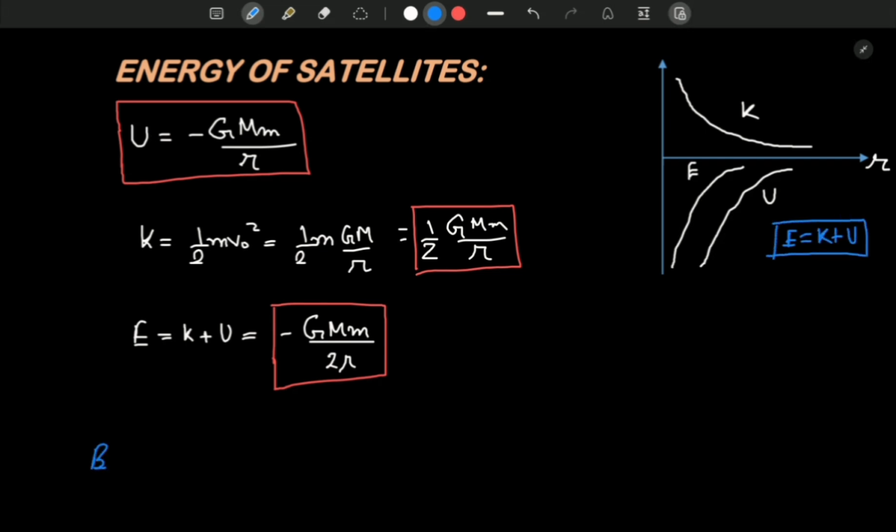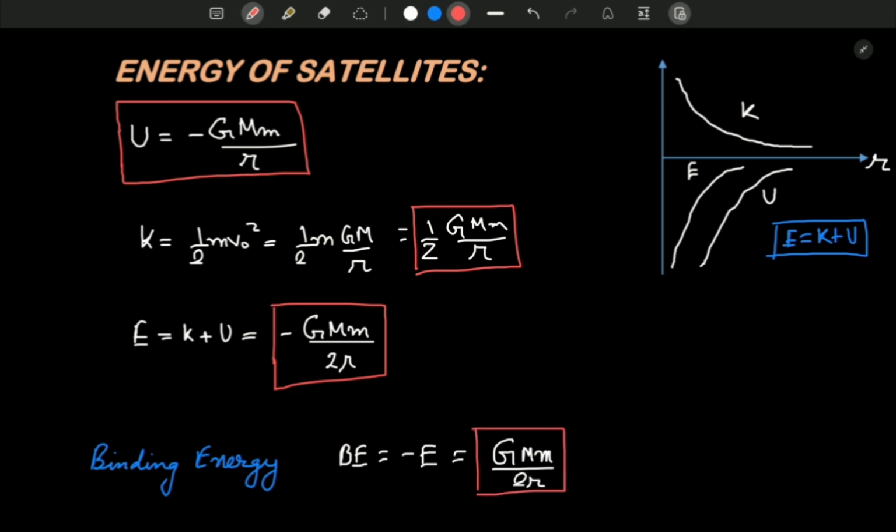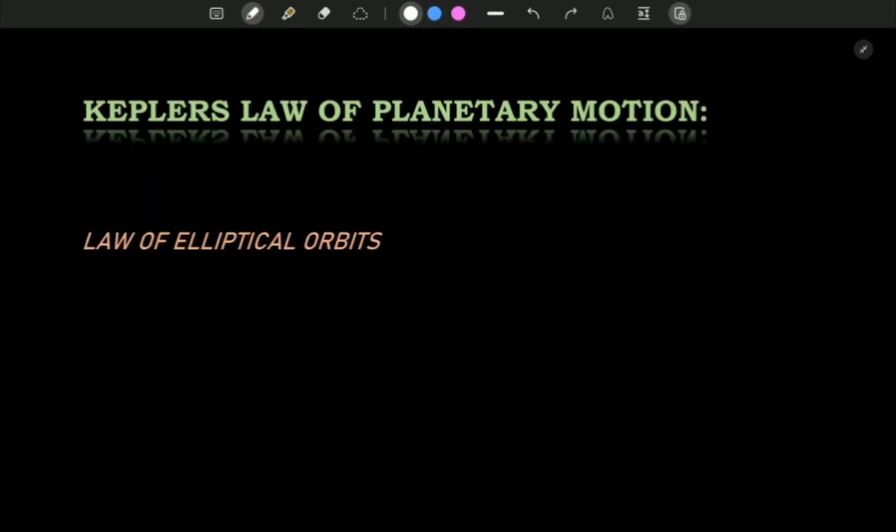And binding energy BE equals minus E. This is equal to GMm by 2R. The binding energy is the energy required to be given so that the small mass m escapes. So let us discuss Kepler's laws of planetary motion.